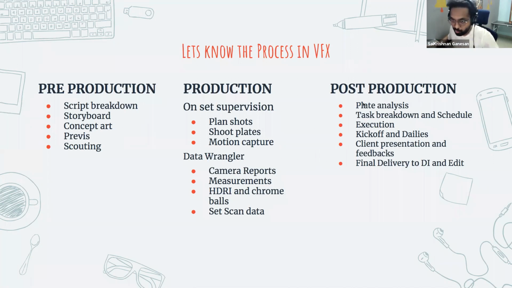Execution is after you do the schedule and breakdown, everything is planned. The supervisor has to talk with the leads and the team, describe what the show is all about, what the time frame is, and tell lighting, we start on this day and we're going to end on this day. This is the execution plan, or we're going to deliver this sequence to comp on these days. This is our in-between milestone, we need to achieve this. So it all comes in the execution process. And then we have a kickoff and dailies in the everyday process, and we have client presentation feedback on every milestone, and we have a final delivery to DI and edit. So this is a general process.